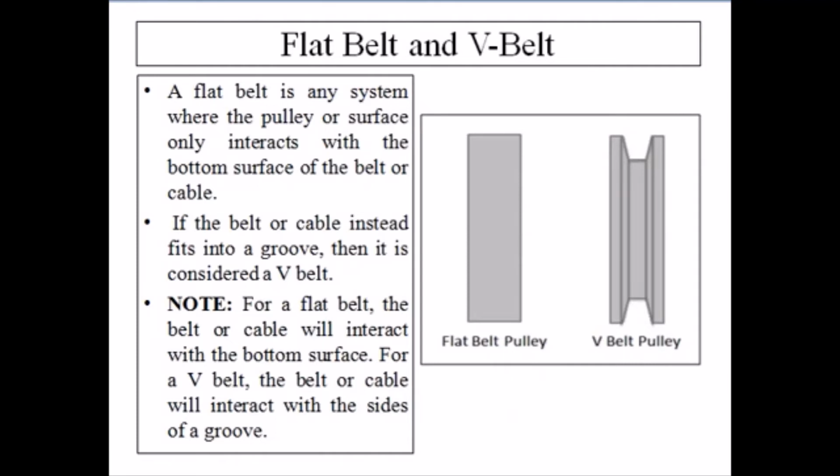For a flat belt, the belt or cable will interact with the bottom surface. This is to be noted. In case of flat belt, the bottom surface is the one which will be reacting. In case of the V belt, the belt or the cable will interact with the sides of the groove. So the friction here will be between the surface of the cylinder and the belt. In this case, it will be on the side surfaces of this groove and the belt.